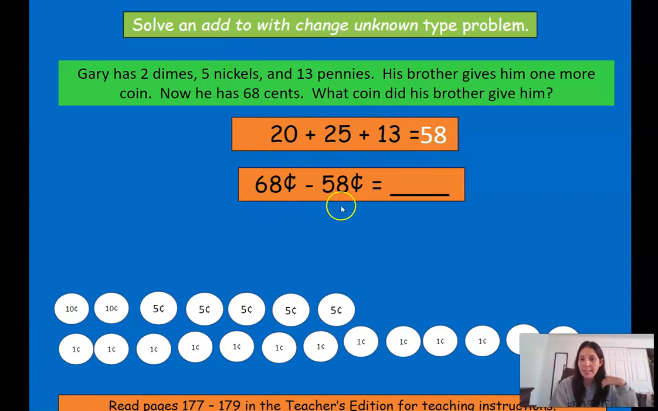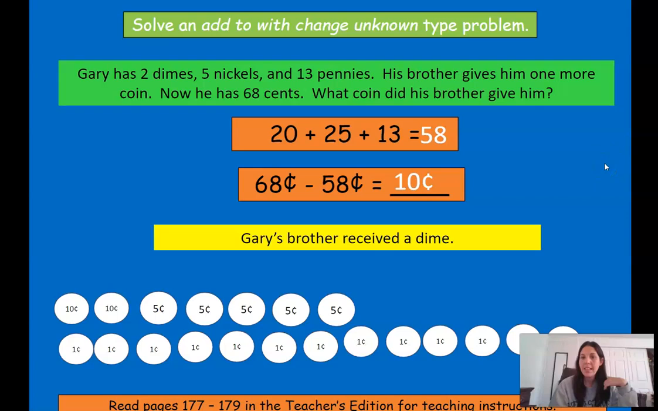Or you can turn it into a subtraction problem and say, okay, I know that now he has 68 cents. I'm going to take away 58 cents, that's how much he has, and we're going to see what's the difference, and that'll tell us how much he got. So right away, I see that my ones place is the same number and my tens place is just 1 number off, which tells me that there's a difference of 10 cents. So if he got 10 cents, what coin did he get? His brother gave him a dime. Okay, his brother gave him a dime, which is worth 10 cents.